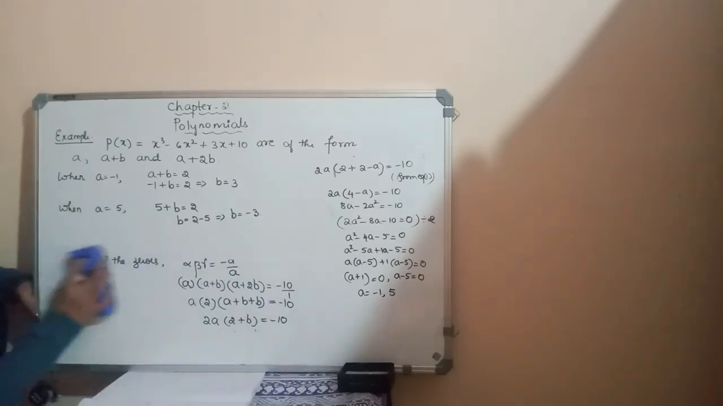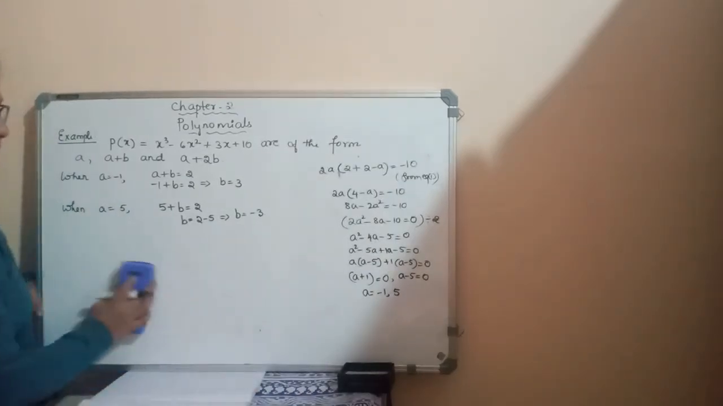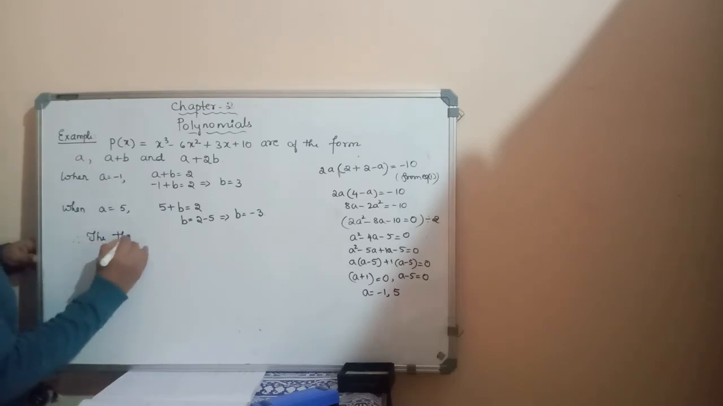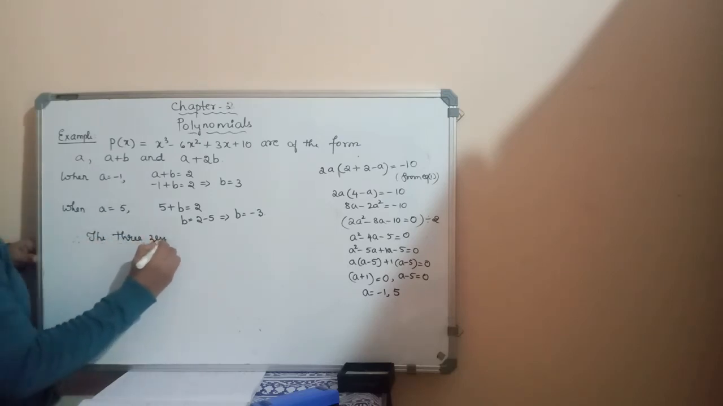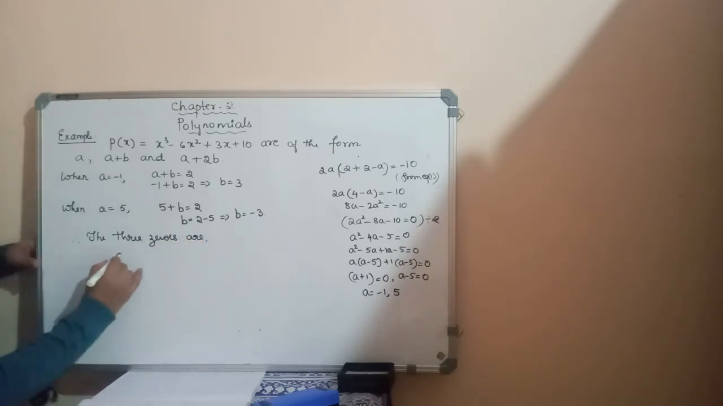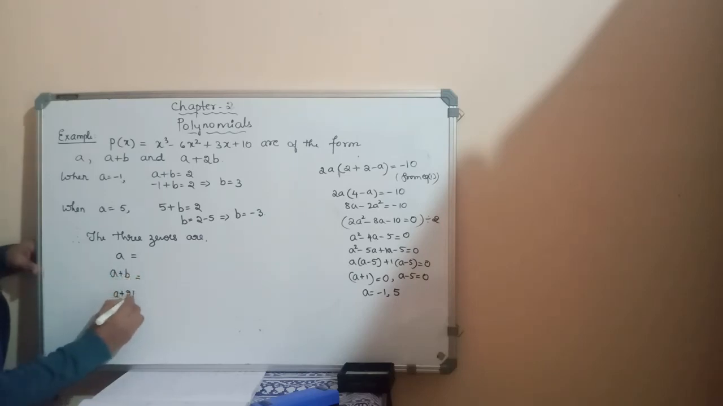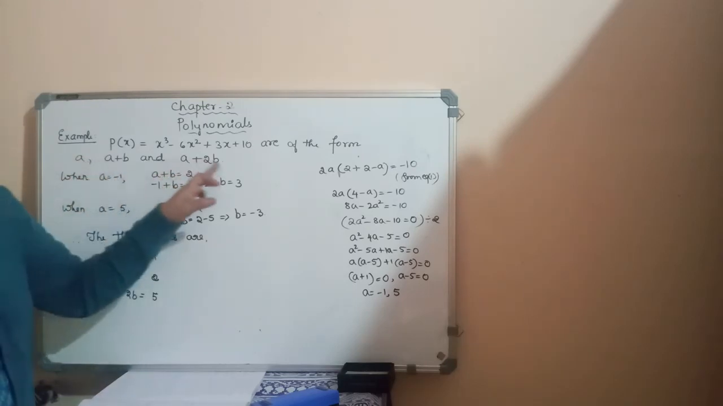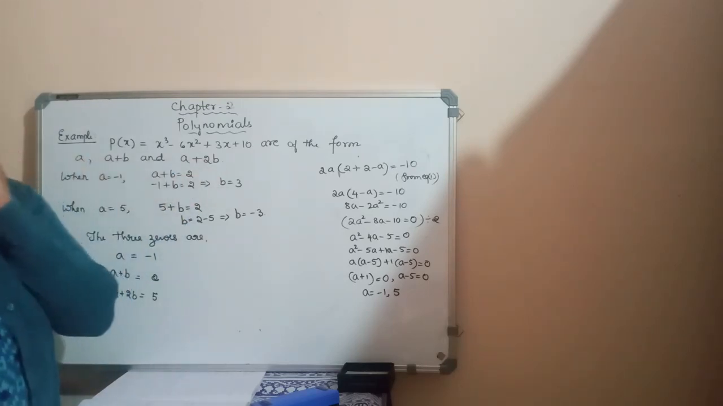Therefore, the three zeros are: one is a, the other one is a plus b, and the third one is a plus 2b, which is minus 1, 2 and 5. Substitute a and b values, and you will get the three zeros of the given polynomial.